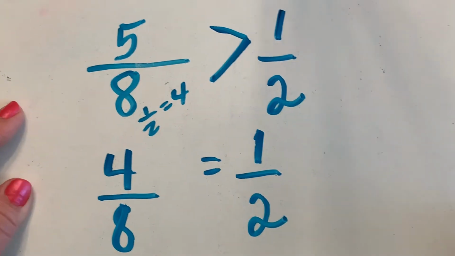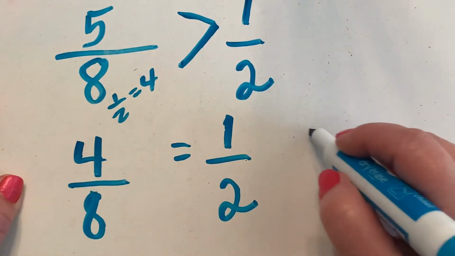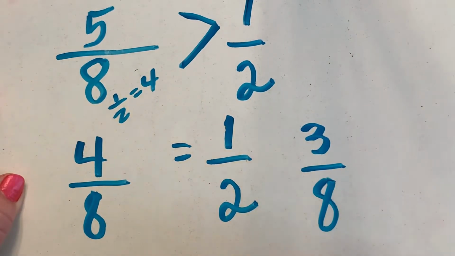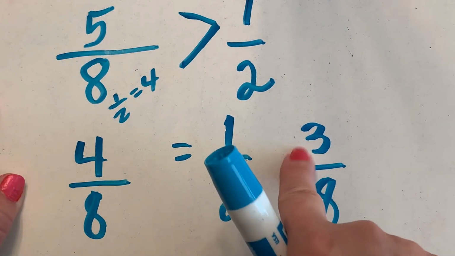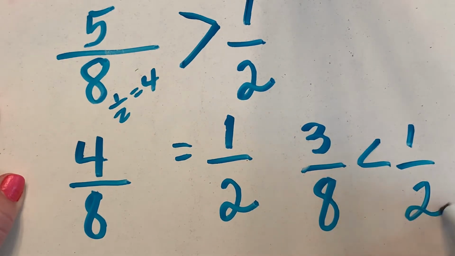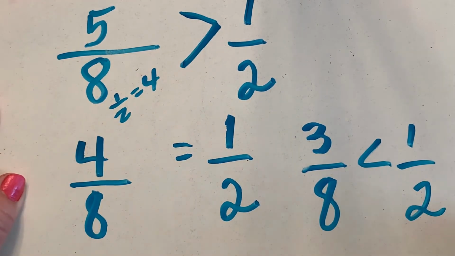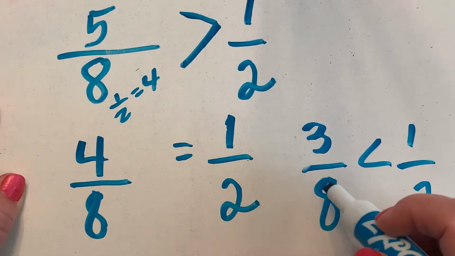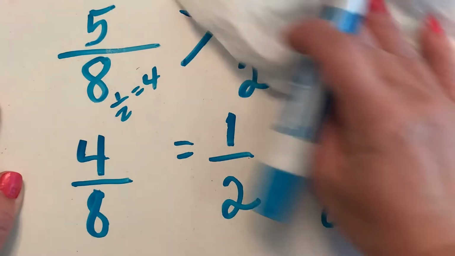a half. And then we could go on to 5/8, 4/8, 3/8. Half of 8 is 4. So 3/8 would be smaller than a half. We're looking at our denominator and finding the number that is half.